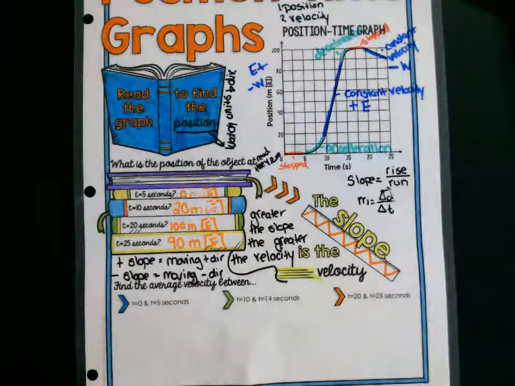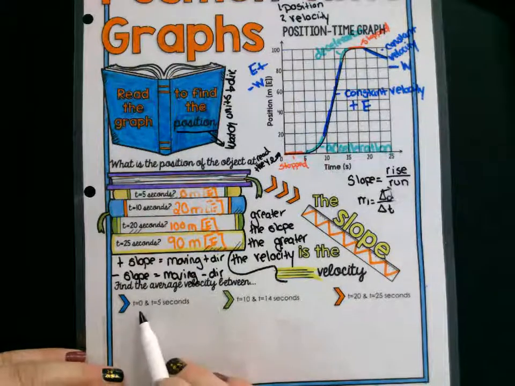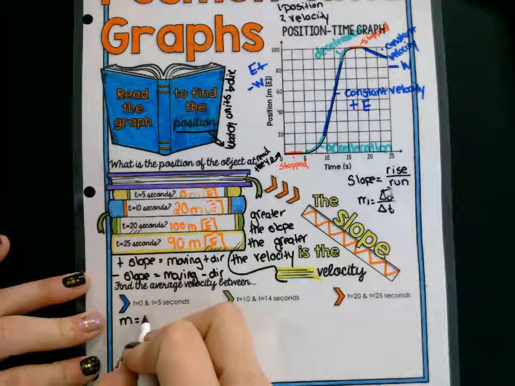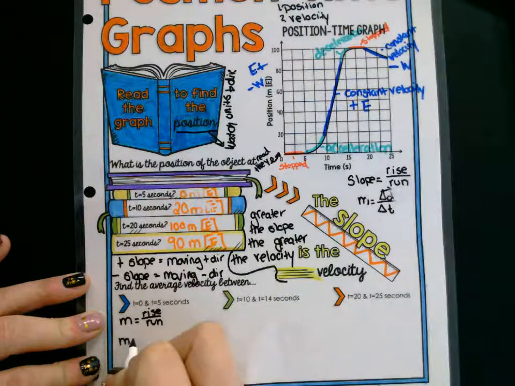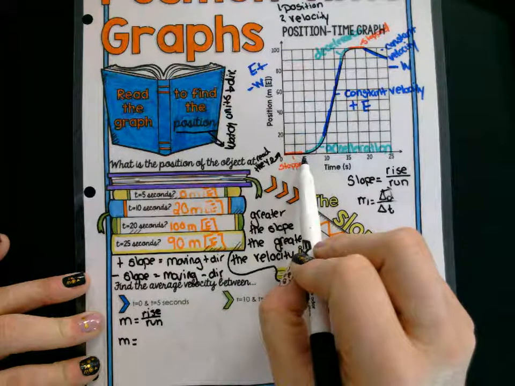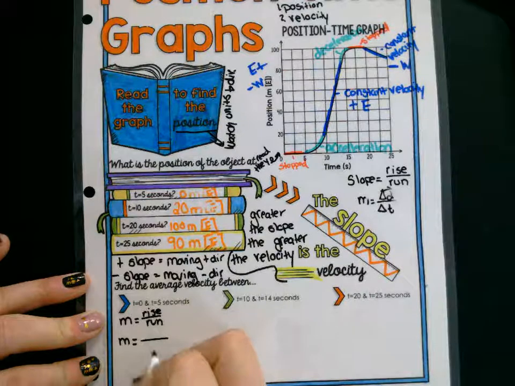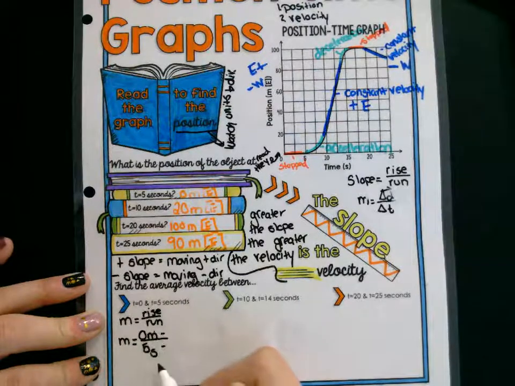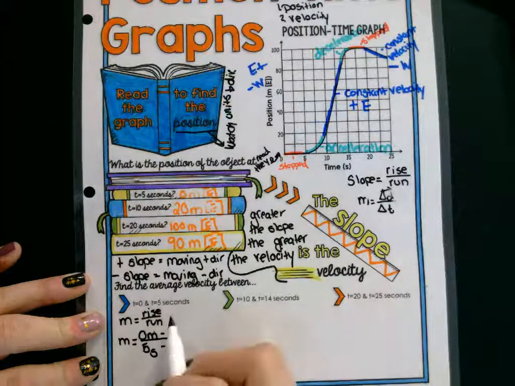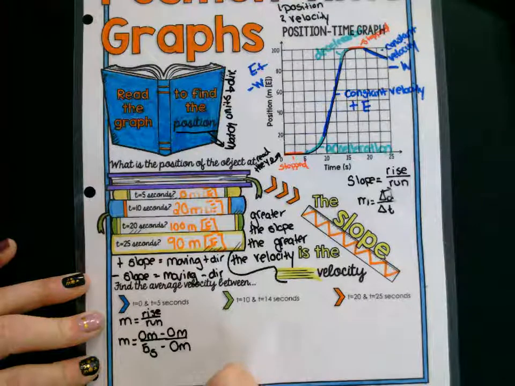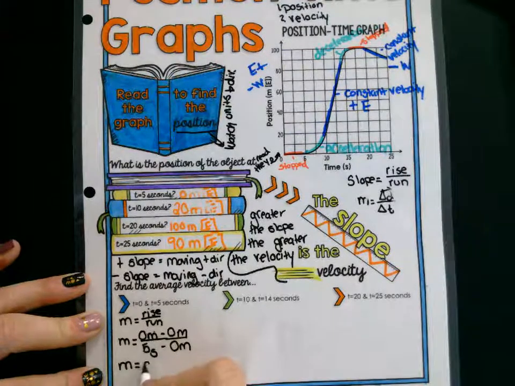All right, so let's look at the math that actually goes with this. If we want to know the average velocity of something between 0 and 5 seconds, we need to set up our math first. So we have our velocity is equal to our rise over our run. At 5 seconds, we were at 0 meters. So that's our final position and our final time. At 0 seconds, we were at 0 meters and 0 seconds. When you do the math, you get your velocity is equal to 0 meters per second.